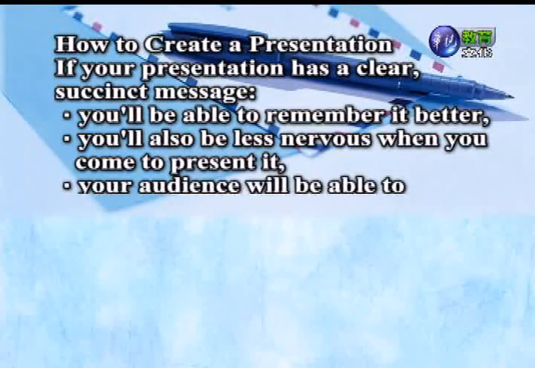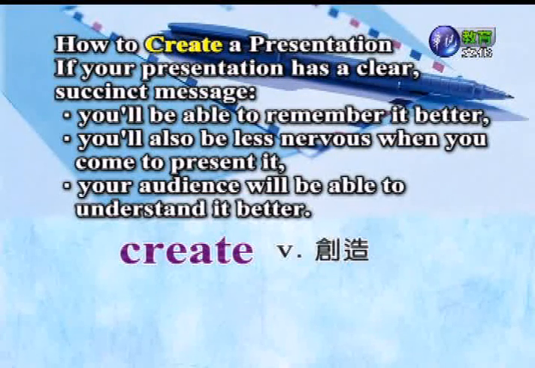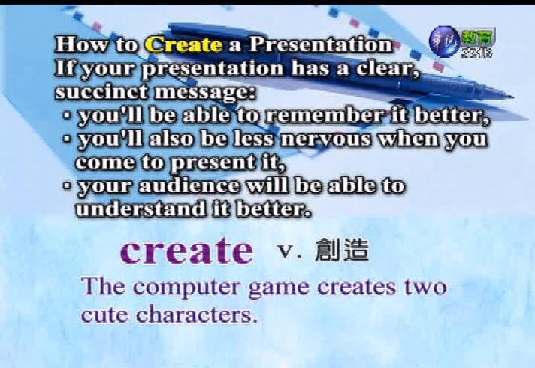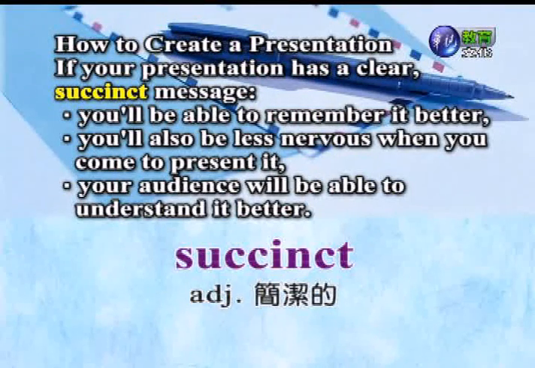好，我们现在看回来这一段的单字的部分。首先，第一个单字是创造的意思。 Create. It's a verb. For example, the computer game creates 2 cute characters. 好，我们看到这句话的意思是说，这个电脑游戏创造了2个可爱的角色。接下来看到下一个单字是简洁的。 Succinct. Succinct. It's an adjective.